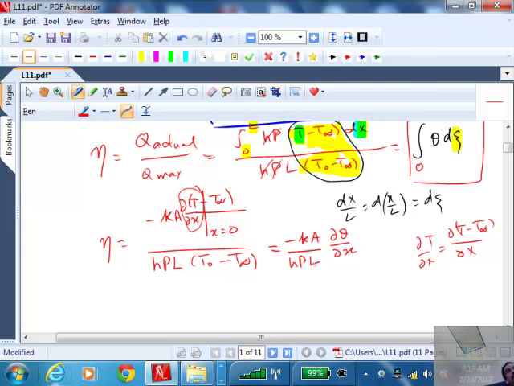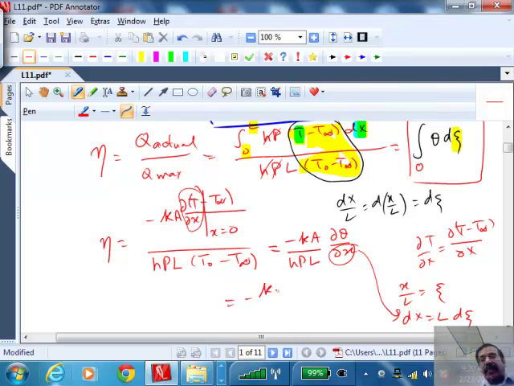The next thing I need to do is convert x into psi. How do I do that? Of course, I know that x divided by L is equal to psi. So dx is going to be L times d psi, simply, because L is a constant. So I'm taking the derivative with respect to psi. So I can replace this dx with that term and write it as minus kA divided by hPL squared, d theta/d psi evaluated at psi equal to 0.